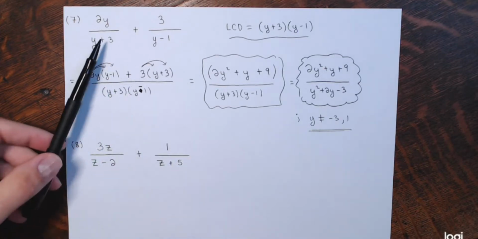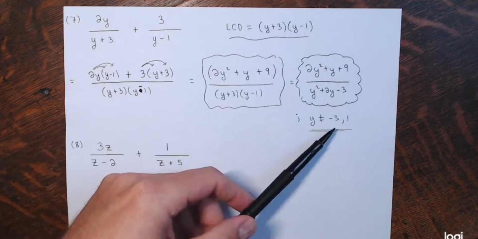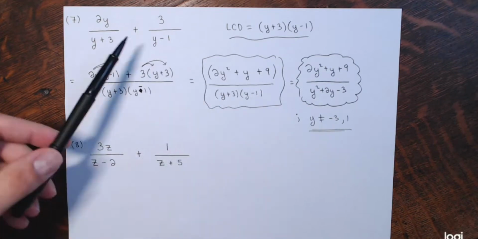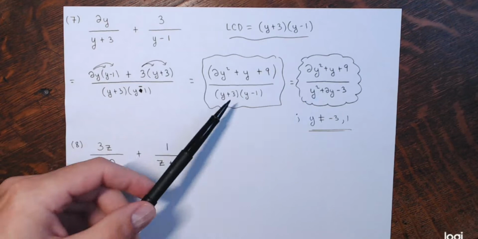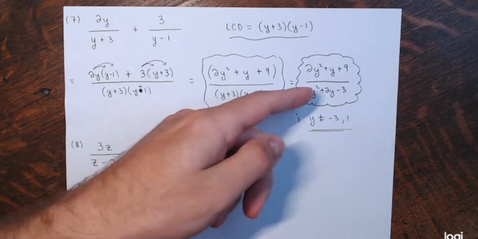And I leave it to you to check. Replace y with numbers other than negative 3 or 1, and see that the value of the first sum is equal to the value of this last expression, either in factored form or not.